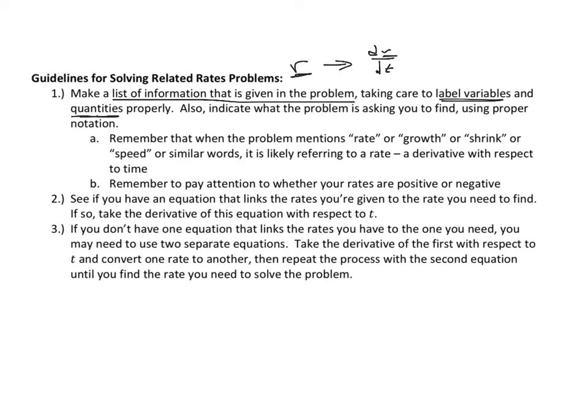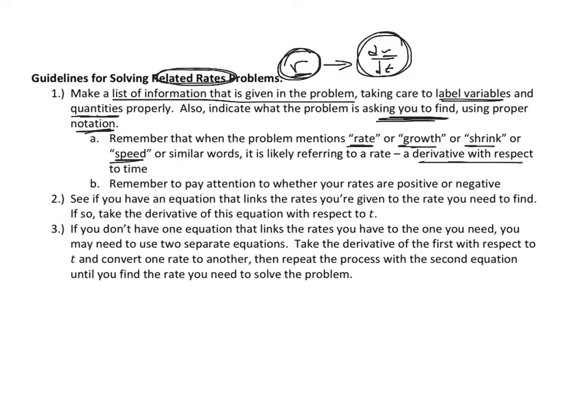It's also valuable that you indicate what the problem is asking you to find, again, using proper notation. Now, a couple of things for you to remember is that when we're doing these related rates problems, you are going to have some quantities and then some rates. And so it's important to remember that when a problem mentions something like a rate or something growing or shrinking or speed or words like those, you're almost certainly referring to a rate, which means that it's going to be a derivative with respect to time.